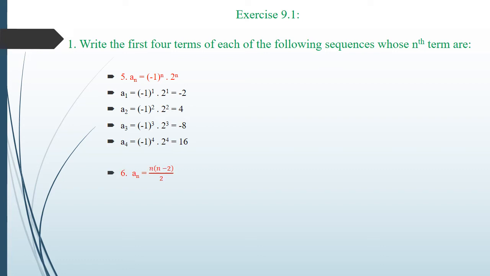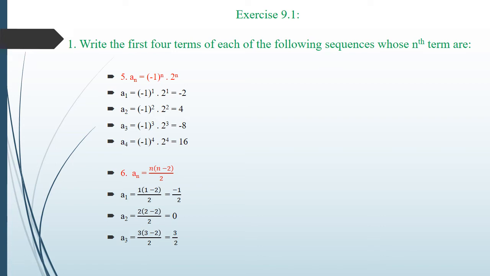Next question, an is equal to n into n minus 2 whole divided by 2. Let us find the first 4 terms. A1 is equal to 1 into 1 minus 2 divided by 2. First we have to solve the term that is present inside the bracket. 1 minus 2 is going to give me minus 1. Minus 1 into 1 will be minus 1 divided by 2. Similarly, a2 is equal to 2 into 2 minus 2 whole divided by 2. 2 minus 2, that is going to give me answer as 0. Therefore whole term is going to be 0.